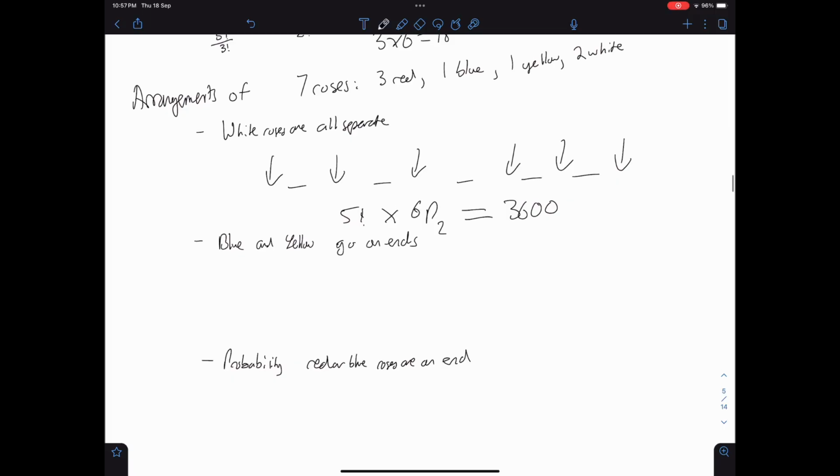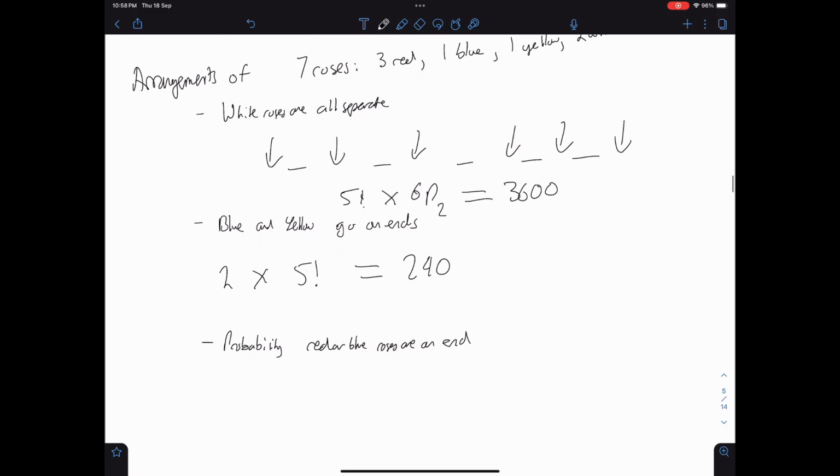Now for blue and yellow to go on the ends. Now notice this says on the ends and not blue must be at the start, yellow must be at the end. So basically there are 2 ways you could do it, because you could do blue at the start, yellow at the end, or yellow at start and blue at end. And now we'll just multiply that by 5 factorial, because remember these flowers aren't identical, so that gives us 240.